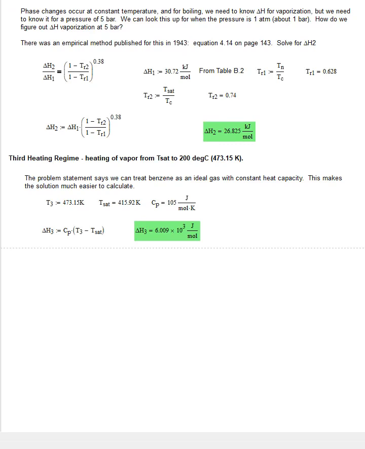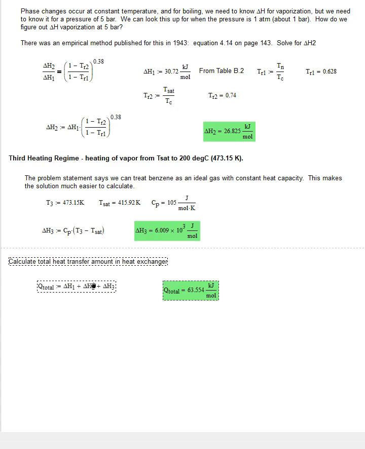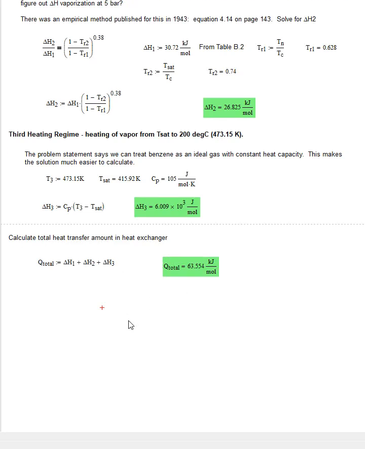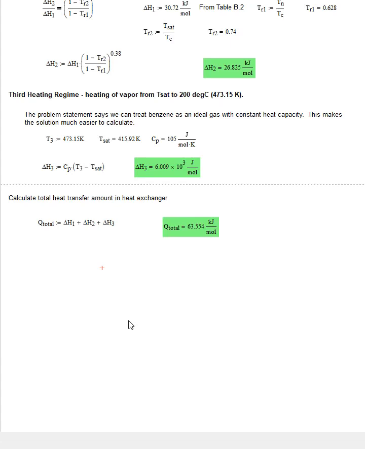To calculate the total amount of heat transfer in our heat exchanger, we just sum up all those delta H's, delta H1, delta H2, delta H3, and we get a value of 63.554 kilojoules per mole. So this includes heating a subcooled liquid to saturated liquid, vaporization of saturated liquid to saturated vapor, and then heating of saturated vapor to superheated vapor.